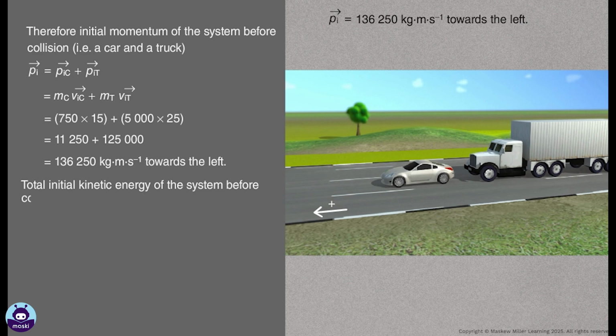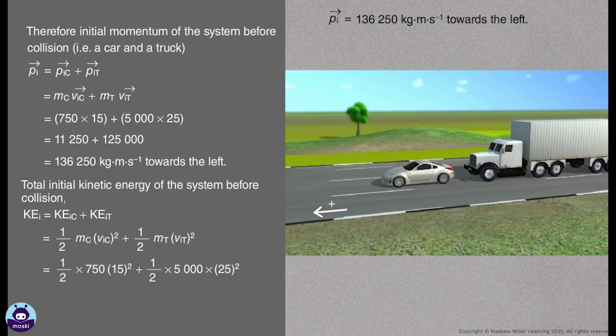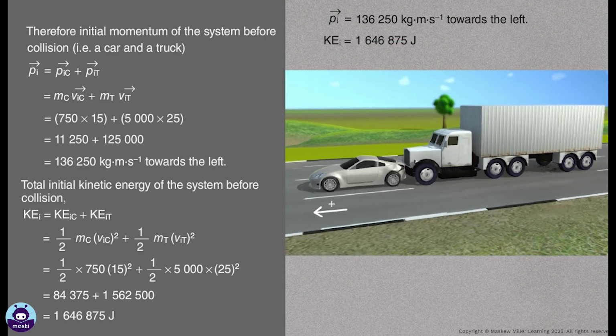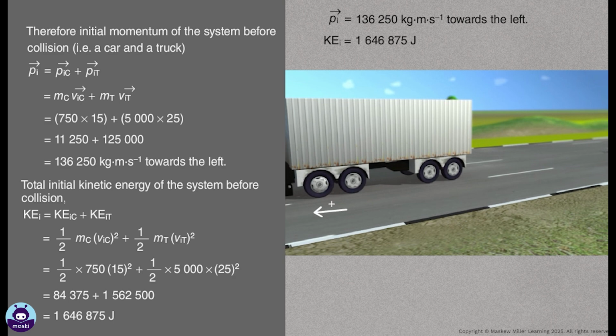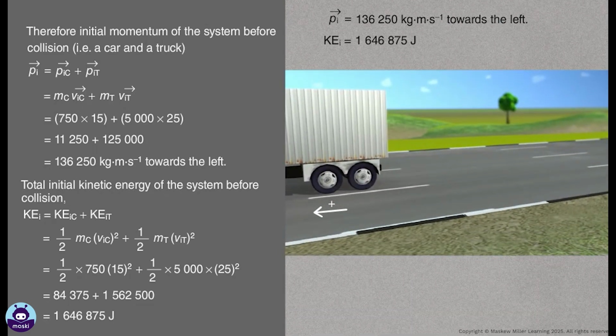Total kinetic energy of the system before collision, KEi equals KEic plus KEit, equals 1,646,875 joule. Since linear momentum is conserved in an inelastic collision, let us calculate the final velocity of car and truck after the collision using this principle.